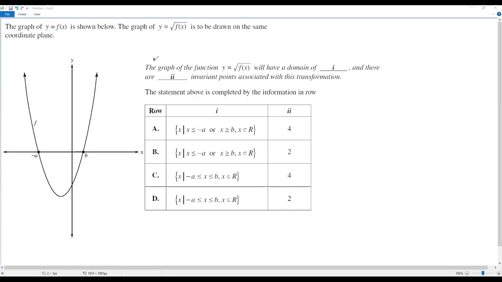Okay, let's go with the other information here. The graph of the function y equals square root of f of x will have a domain dash, and there are dash invariant points associated with this transformation. So we have 4 options over here.